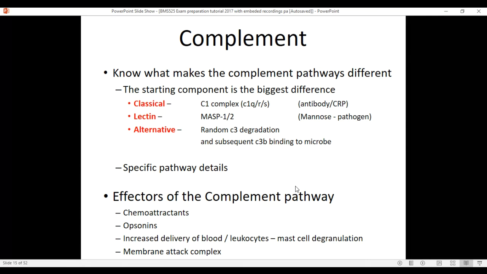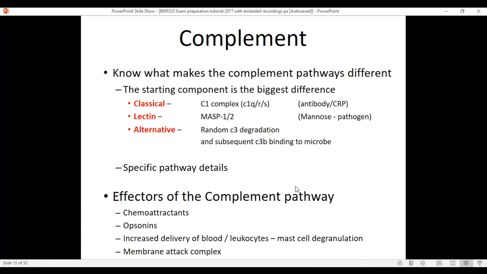And the next important thing that takes place in the complement pathway is that they increase the delivery of blood to the site of infection, or that they increase the delivery of leukocytes to the site of infection. And one of the main ways that we increase the rate of immune cell arrival to the site of infection is a very important process called mast cell degranulation.